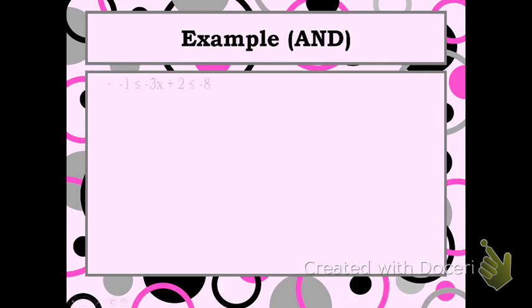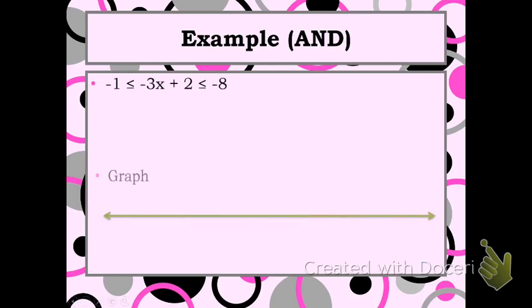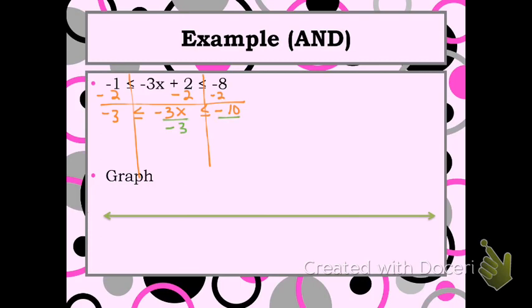Very rarely, you'll get something unusual happen, and here's an example of that. So this is going to be an example of a very uncommon outcome. So here I have the same setup. I'm going to start by solving for x. In this case, I would subtract 2, which would leave me with negative 3 is less than or equal to negative 3x is less than or equal to negative 10. And then I would divide everything by negative 3.